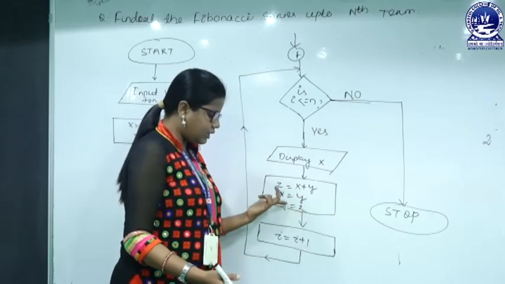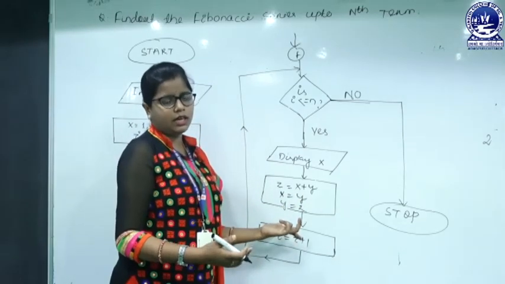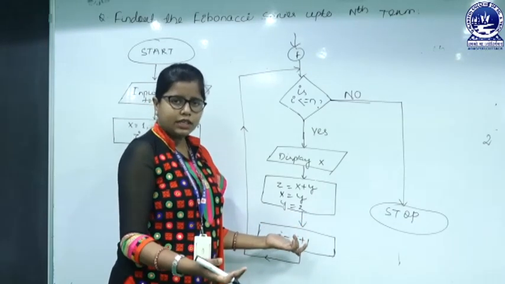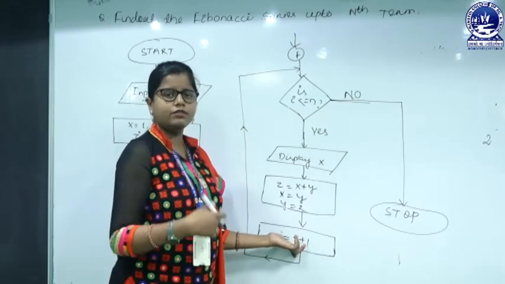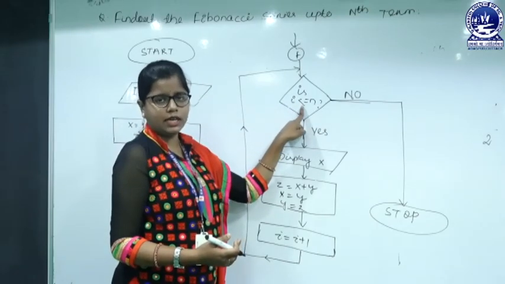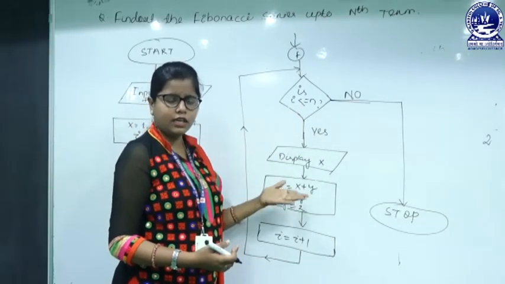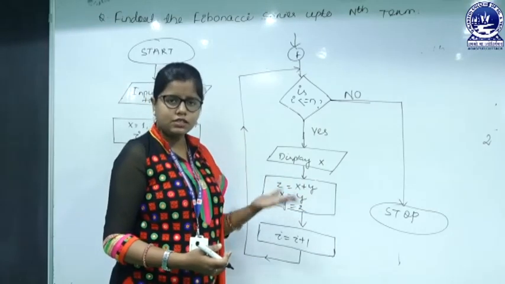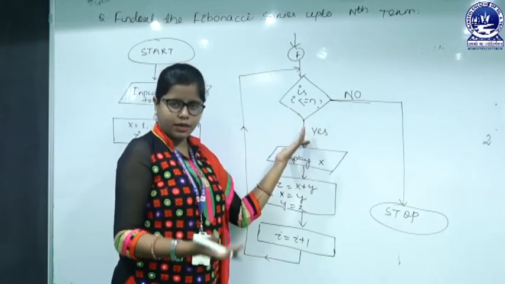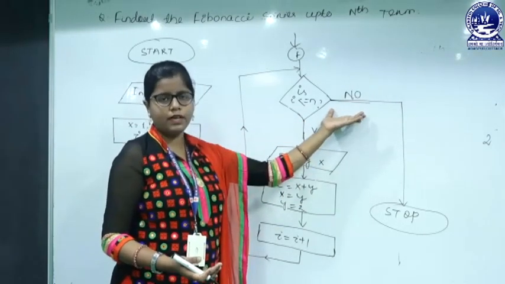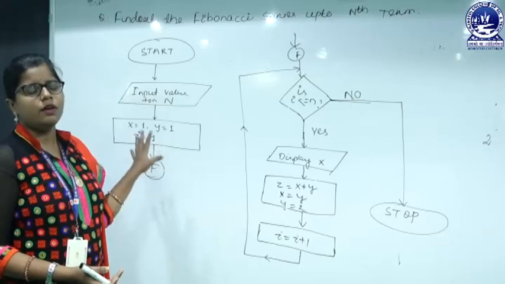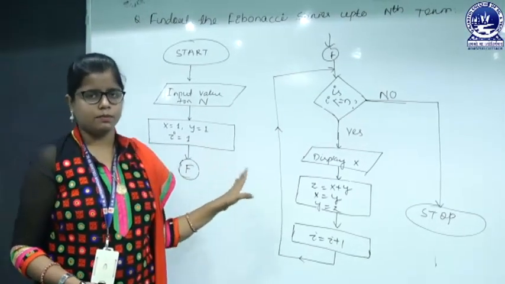After having this, we will go for counting again, that means the control variable will be incremented by 1. After incrementing the control variable, we need to check again whether we are in our range or not. So here we are checking whether the I value is in the range or not. If it is yes, then we will again go for displaying the Fibonacci series and calculating the next term. If it is false, that means the I value is beyond the range, then we should follow the no path, that means the false path, and we have to stop there. So this is the flow chart for printing the Fibonacci series up to the nth term.